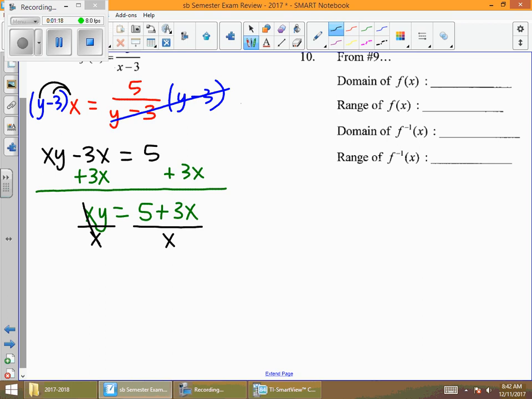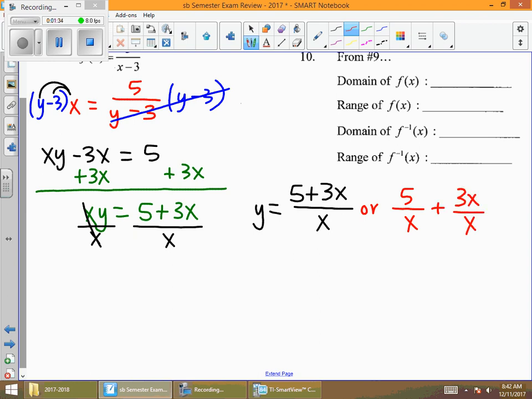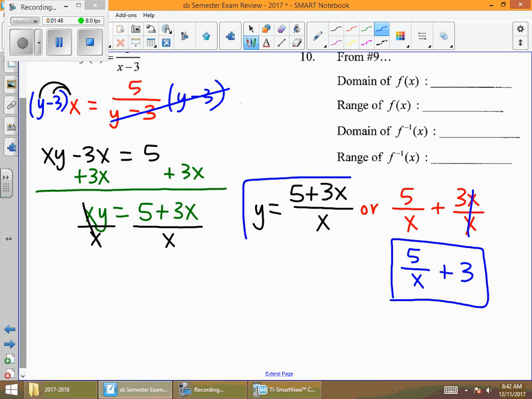So there's a couple different ways you could write your answer. So we have how it looks right now. Or you could split this up into 2 separate fractions. So 5 over x plus 3x over x, at which point the x's on the second term would cancel out. So you could just say 5 over x plus 3. Either one would be your inverse. And remember, the notation for inverse is this.